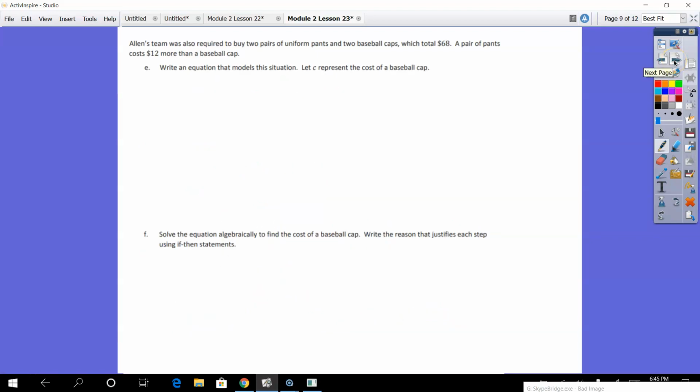Allen's team also was required to buy 2 pairs of uniform pants and 2 baseball caps, which was a total of $68 total. A pair of pants cost $12 more, that's adding, than a baseball cap. So $12 more than the baseball cap. Write an equation. Let C represent the cost of the baseball cap. So the pants are $12 more.